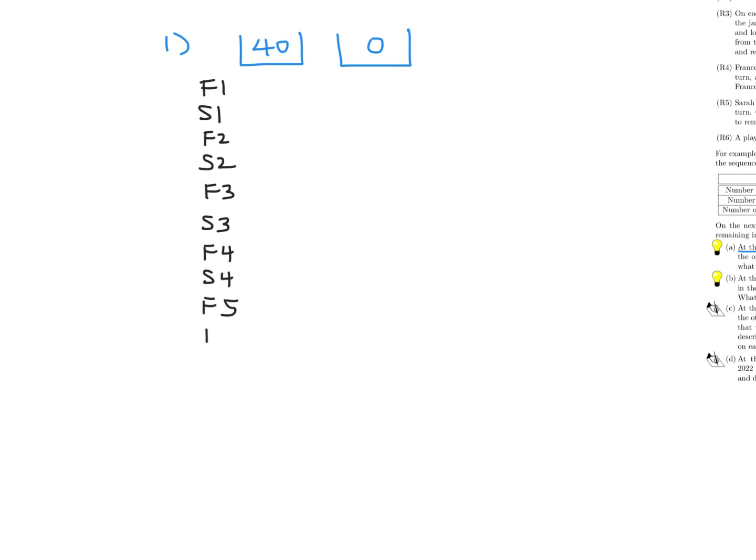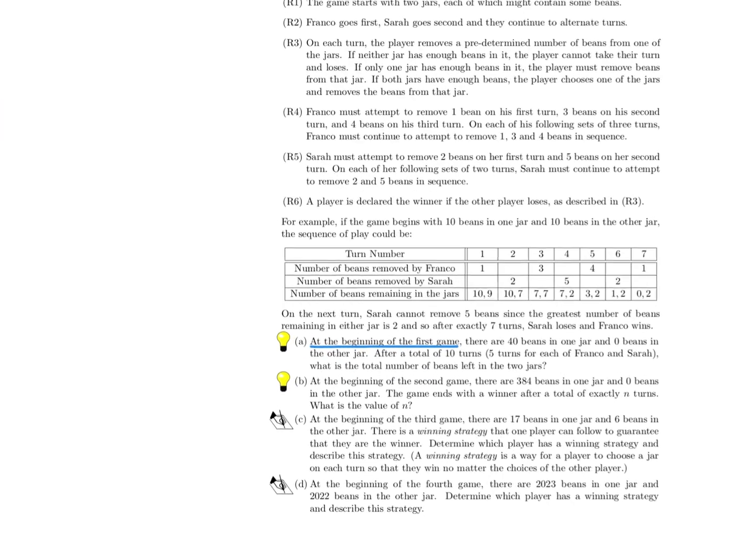Now, the question tells you specifically that Frank removes in a very distinct pattern. He removes 1, and then 3, and then 4, and then 1, then 3, and then 4. So he always removes 1, then 3, then 4, then 1, then 3, and then 4, and so on. And you can see that here.